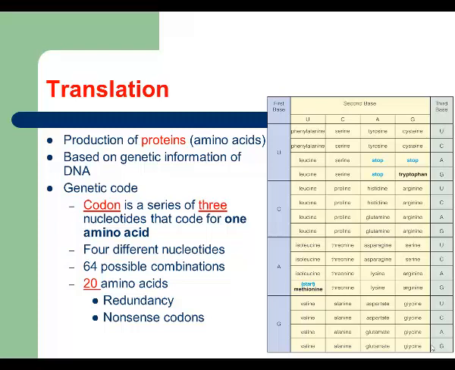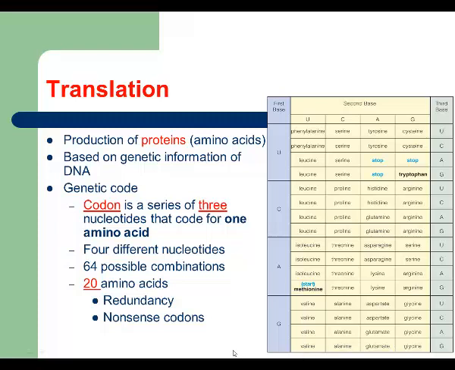So why does it happen? Because out of 4 different nucleoside bases, 64 possible combinations can be made for only 20 amino acids. This is the only number of amino acids that cells require, including human cells. That's why the genetic code is redundant. It has more than one codon for the same amino acid.